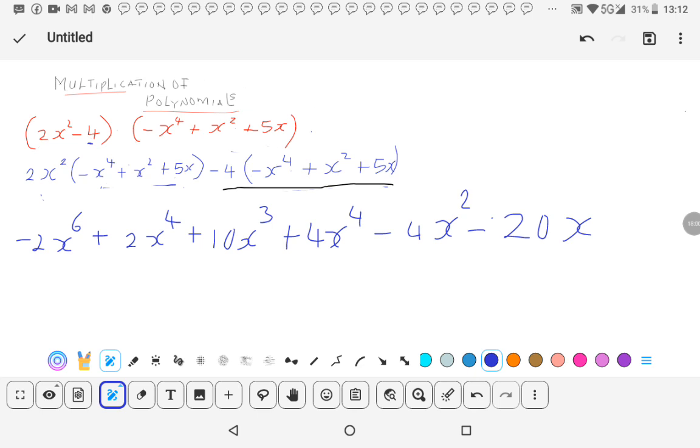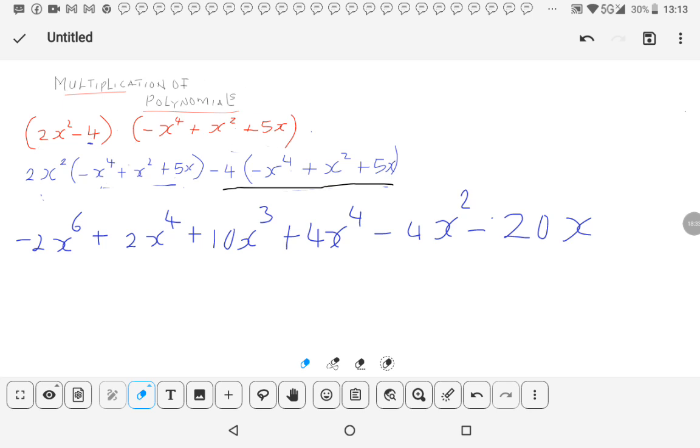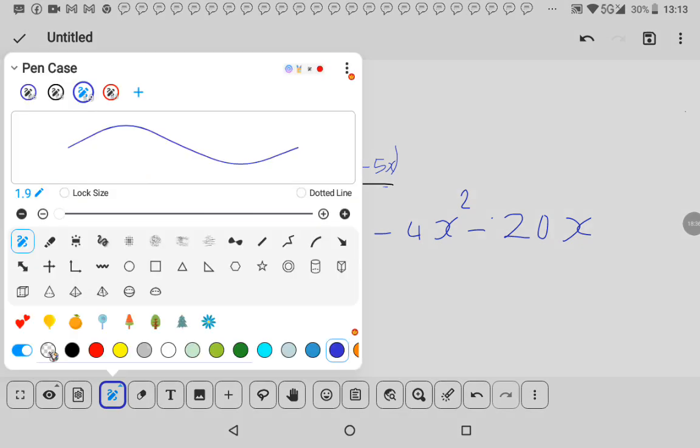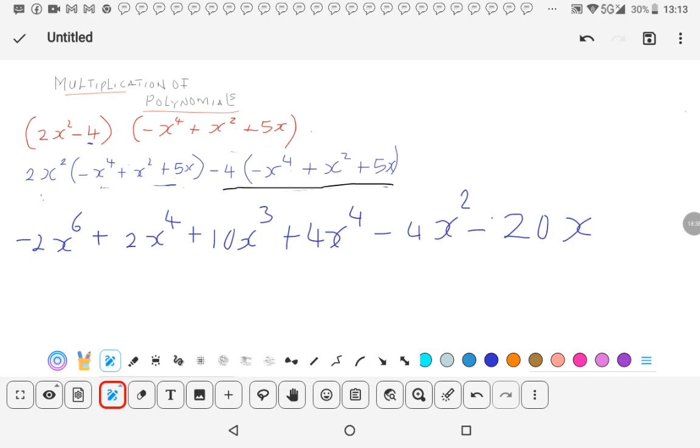So let's rearrange this from the highest power to the lowest power. If we look at this expression, we'll see that the highest power here is 6, followed by 4, another 4, followed by 3, 2, and 1. That's how we are going to rearrange this in a particular order. So we are having minus 2x raised to the power of 6.